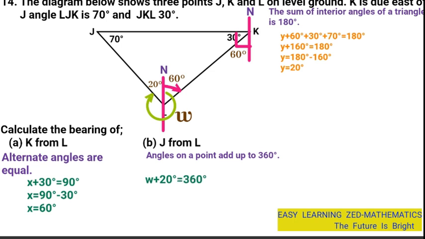Then we put like terms together, so W is equal to 360 degrees minus 20 degrees. When you solve that, W is equal to 340 degrees. Okay, so those are the bearings from those questions. So please, let's go to question number 15.